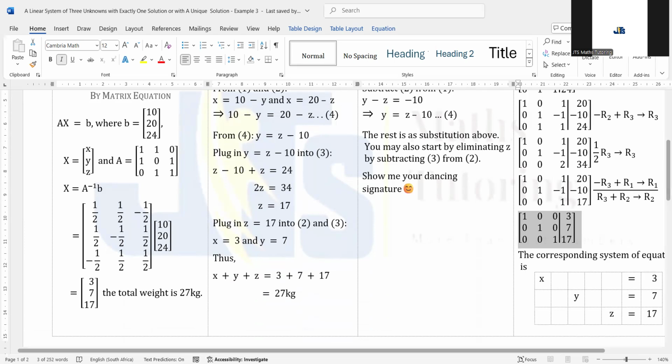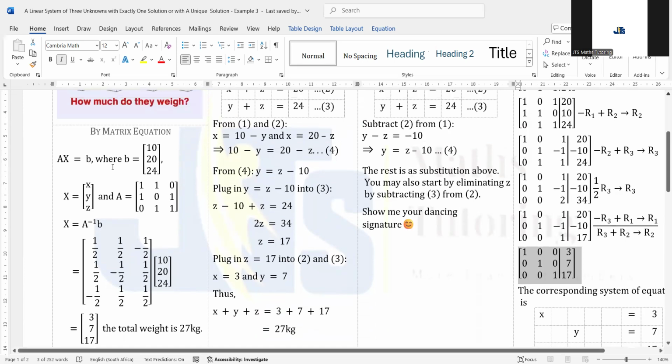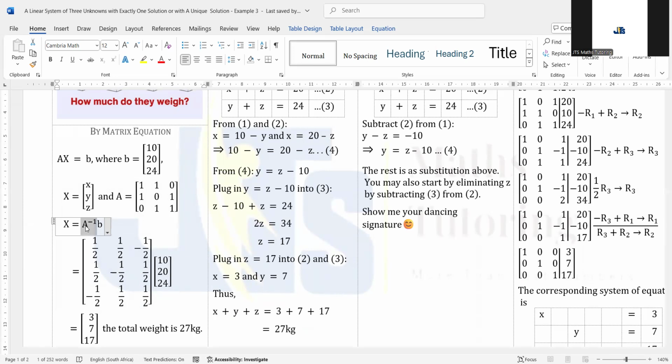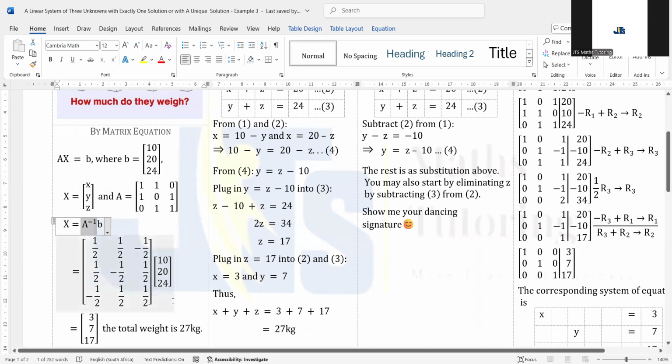All right, beautiful. Now I've also decided to solve the very same system using the matrix equation. We've got AX equals B, where B is the total weights of those various animals, and I've got my matrix of the unknowns here, which I've decided to call matrix A, okay? There are different ways in which you can get to the inverse of a matrix. I'll leave that one for you, but I've already worked it out, and here I am. You can see from everything that we have here, the total weight is 27 kilograms.